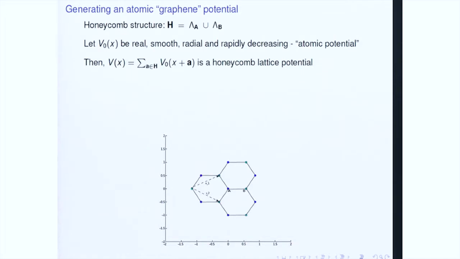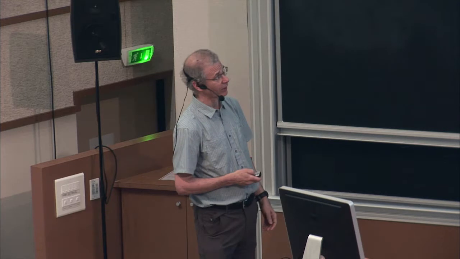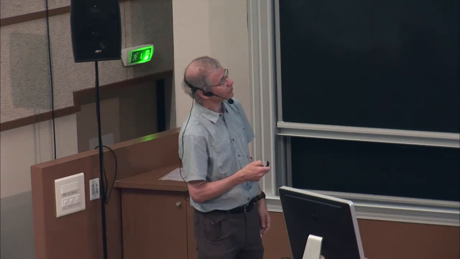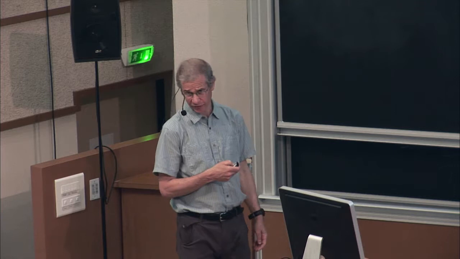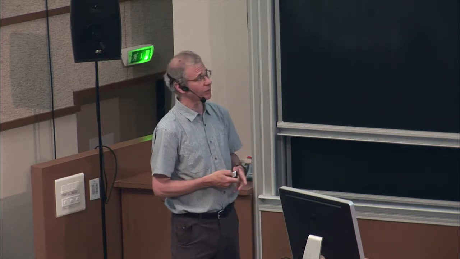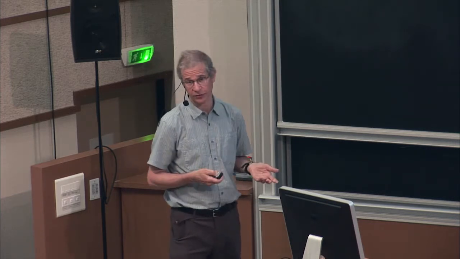For us, a graphene-type potential is obtained as follows. Let's look at the honeycomb structure over here. You could think of taking a bump function, say a smooth, real, rapidly decreasing atomic potential, and then putting it at each site. So in other words, we could sum over all of these translates. We sum over all the lattice vectors, and that gives a potential which satisfies the hypotheses of the definition of honeycomb lattice potential. What you have to do, though, is pick x0 to be the center of one of these hexagons, and then it will satisfy all those properties.